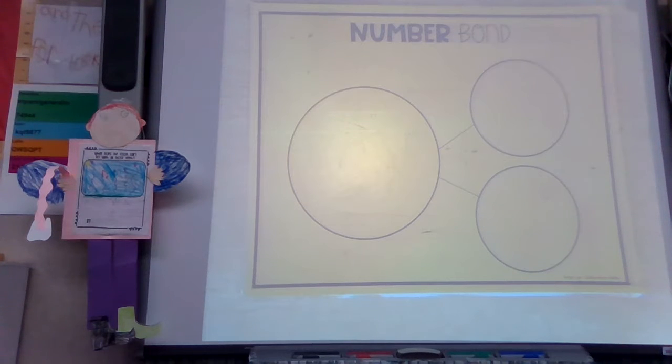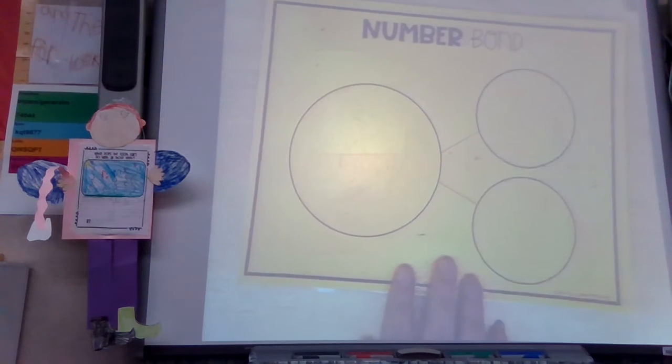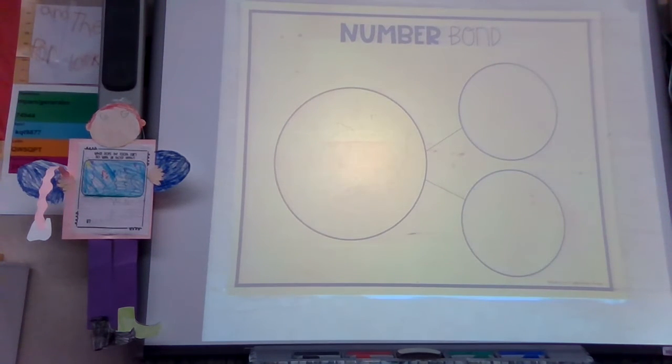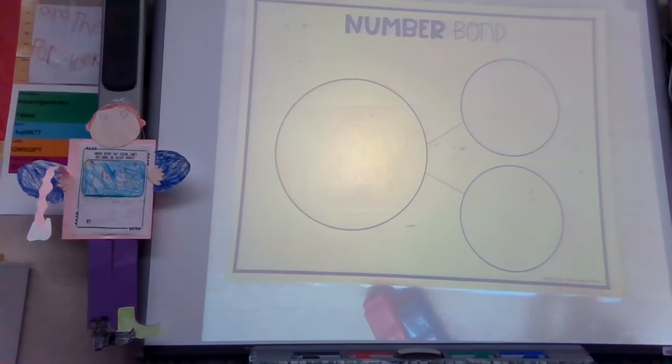Today our I can statement is: I can use number bonds to represent or show what happens in a break apart story. So as you can see, I have my number bond ready. Now, I'm going to use my cubes to help show a story.